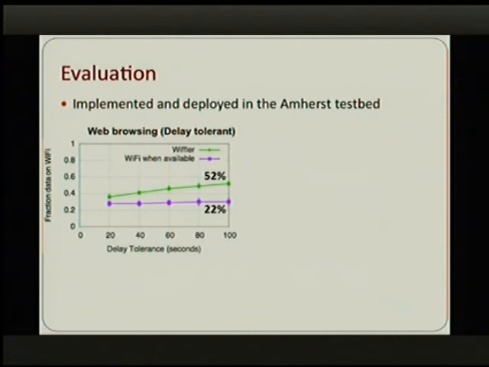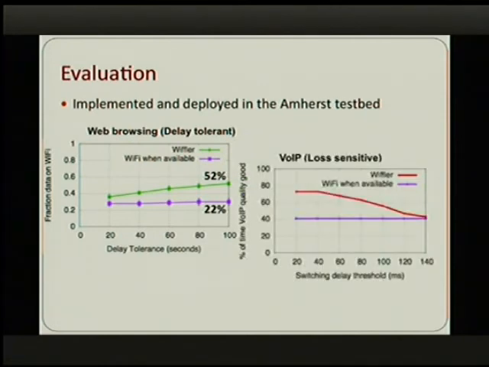Now, another class of applications is VoIP, which is a loss-sensitive application. Here, the problem was that if you switch to Wi-Fi whenever it's available without considering the performance, then the application performance may suffer. To see that, the y-axis here is the percentage of time that the VoIP quality is good. We compared the performance of Wiffler with a policy that uses Wi-Fi whenever available without taking into account the performance.